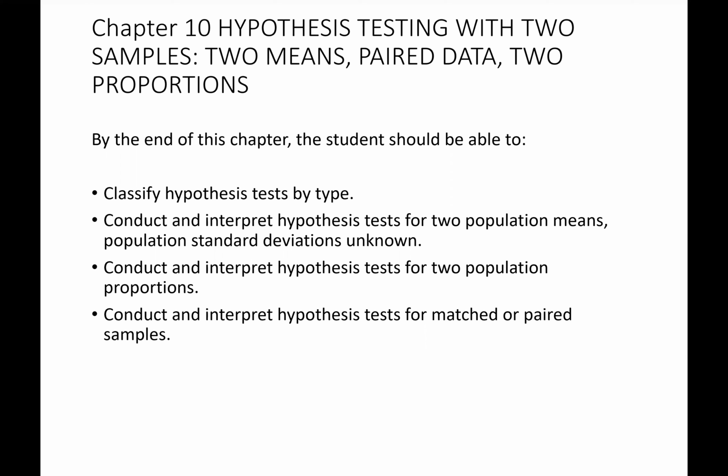And then we will conduct and interpret hypothesis tests for two population means, population standard deviation unknown. So again, if we don't know the population standard deviation, what type of test do we use? T. Then we'll conduct and interpret hypothesis tests for two population proportions. And we'll conduct and interpret hypothesis tests for matched or paired samples.